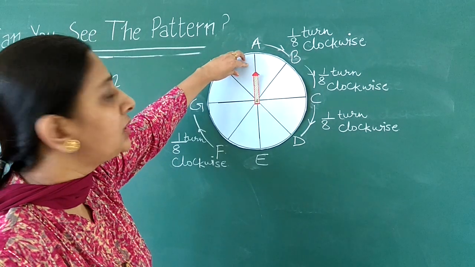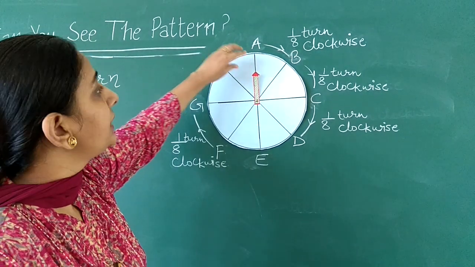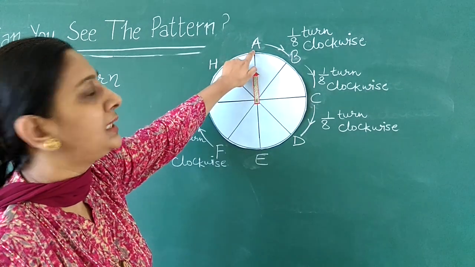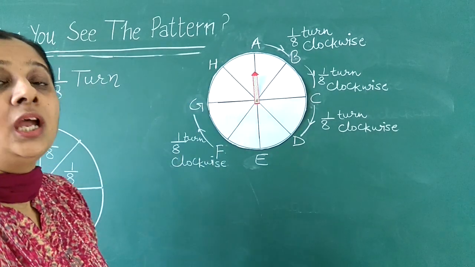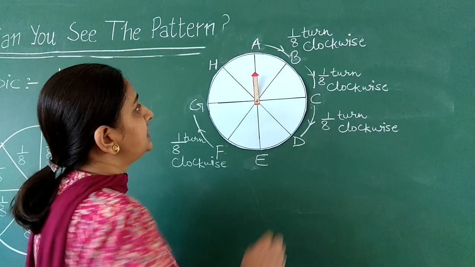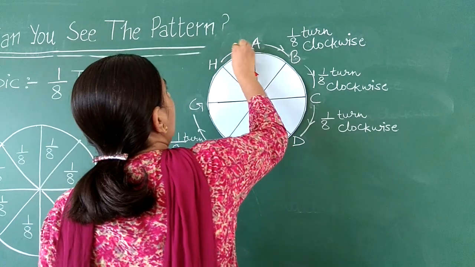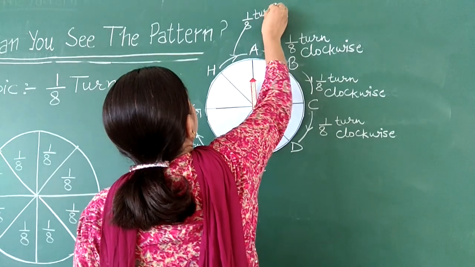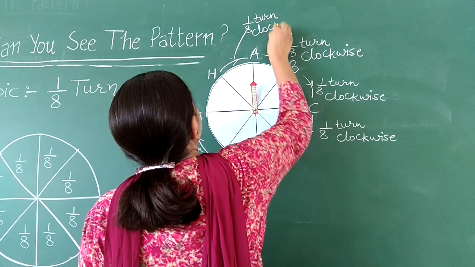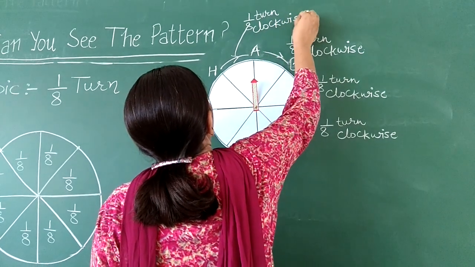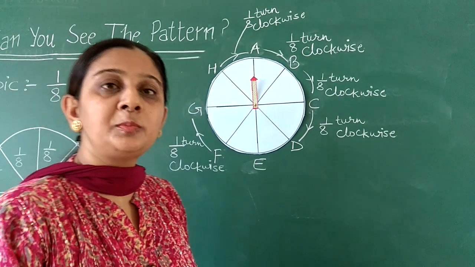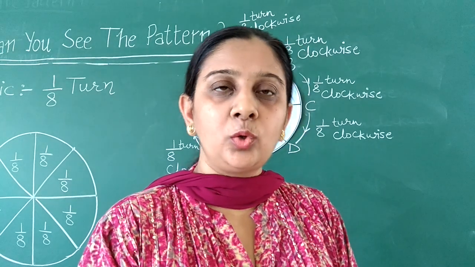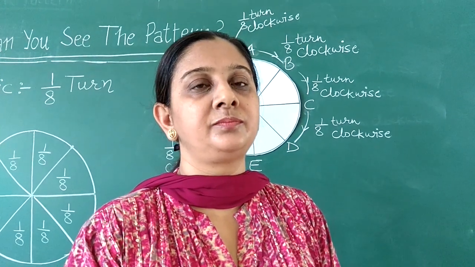As you know, this is the 1/8 part of the circle. So the changing position of this pointer from letter H to letter A, we will call it as 1/8 turn in clockwise direction. So here, this is 1/8 turn in clockwise direction. So I hope children, with this you have understood what is 1/8 turn in clockwise direction.